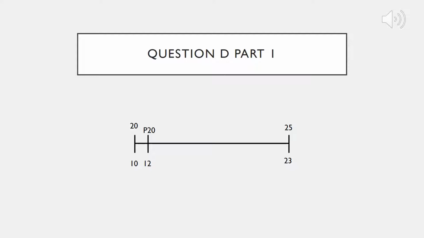Now we are going to find our 20th percentile, which is calculated to be 12, and we are going to predict where this would be on the number line. As 12 is closer to 10, it will most likely be on the lower end of the number line. This means that the 20th percentile will be closer to the value of 20 kilometers than 25 kilometers.